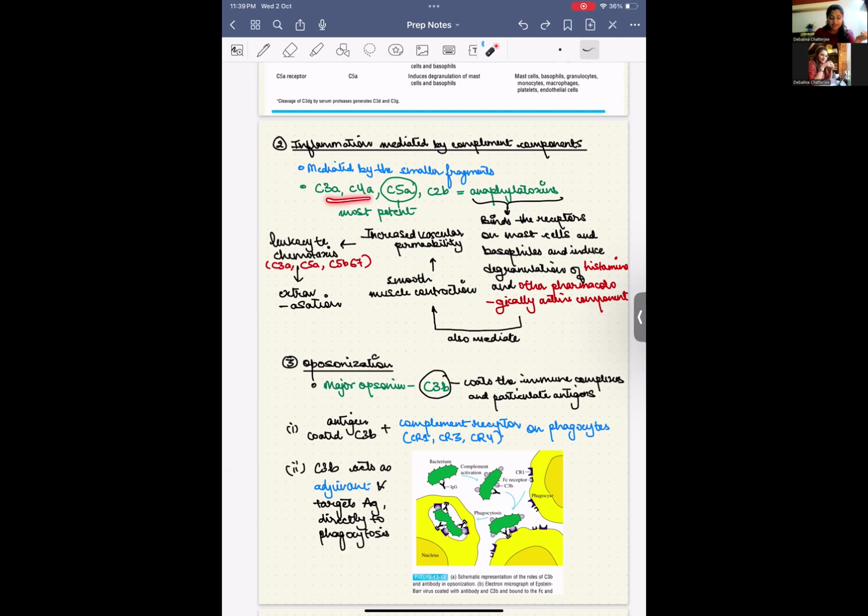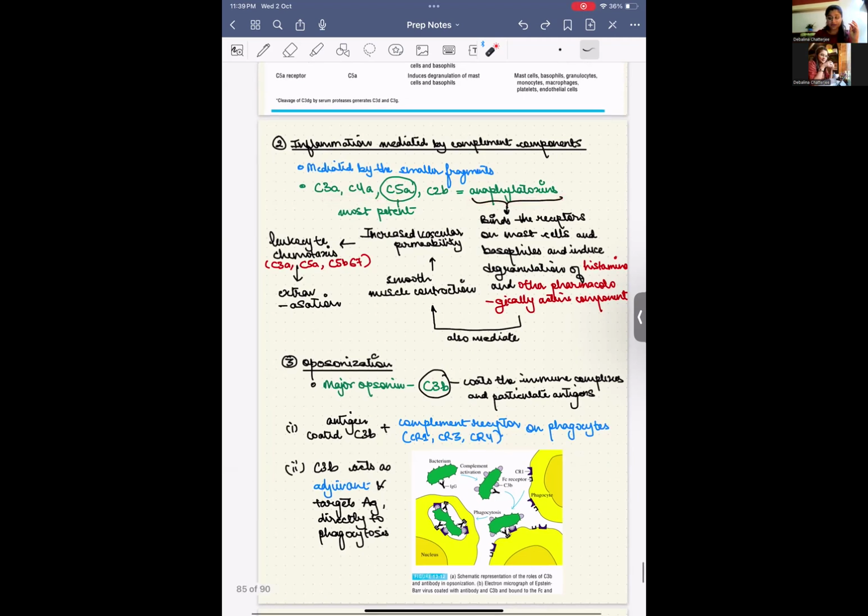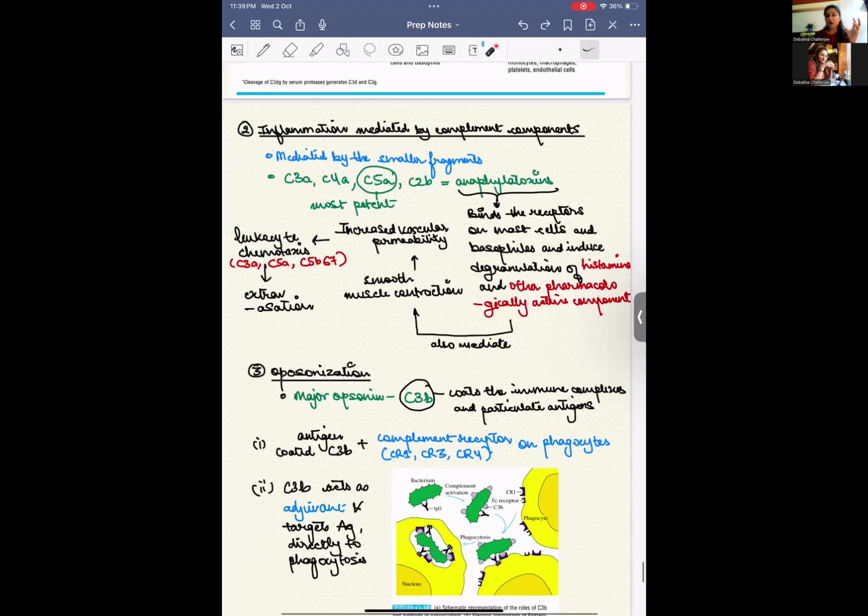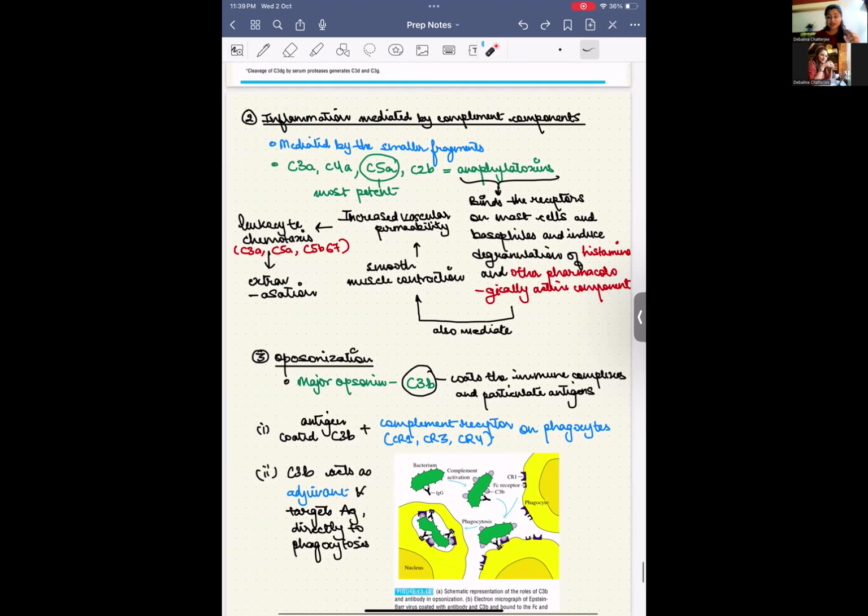So these smaller parts are actually called anaphylatoxins. So what is the criteria for something to be called an anaphylatoxin is that it should be able to bind to the receptors on your mast cells and basophils and induce degranulation of its content. So because of the binding of the anaphylatoxin to the mast cells and basophils, there is degranulation of histamine and some other pharmacologically active components.